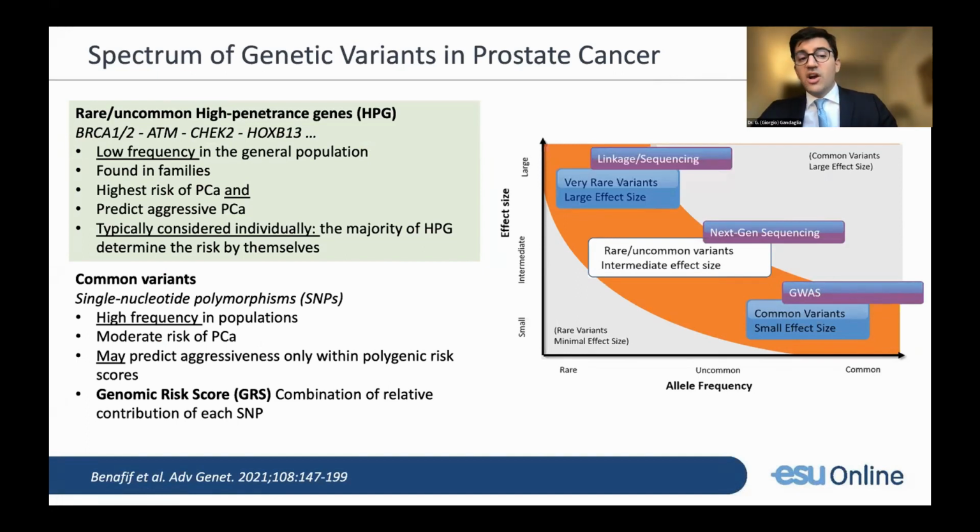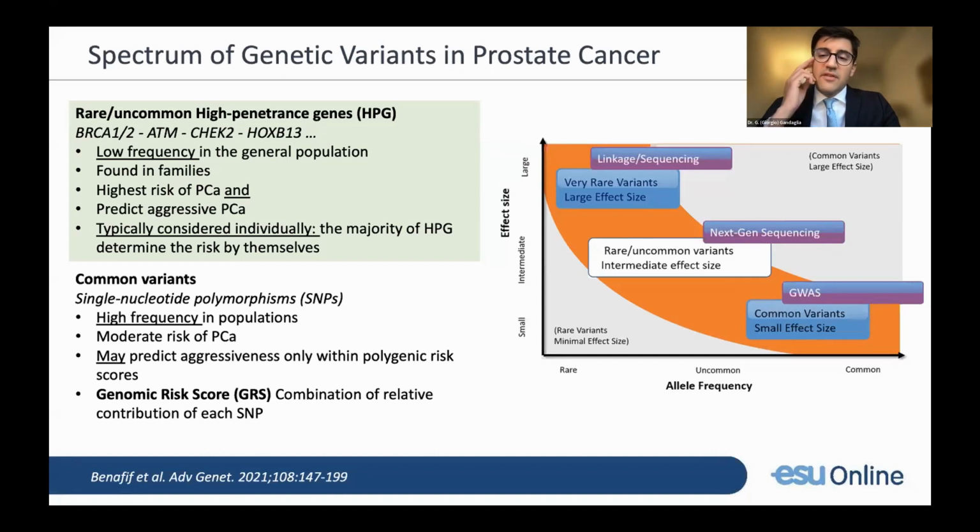On the other end, we have common variants. These variants are, for example, single nucleotide polymorphisms. They have a high frequency in the population, they confer a moderate risk of prostate cancer, and they can predict aggressiveness only within polygenic risk scores. So they are typically considered within genomic risk scores.